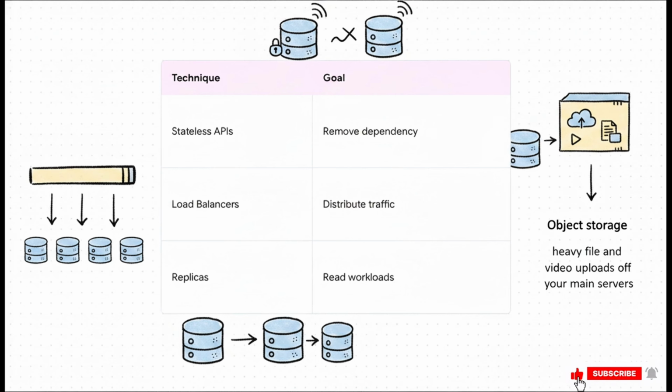No exceptions. You're going to need load balancers to distribute that crazy traffic across multiple instances, database replicas so your system can handle heavy read workloads without lagging, and dedicated object storage so you can get massive file and video uploads the heck off your main servers.